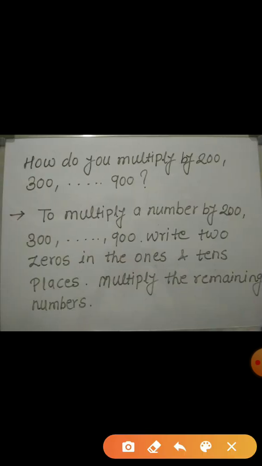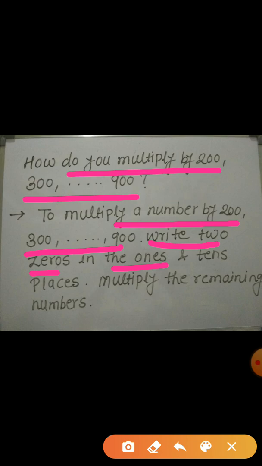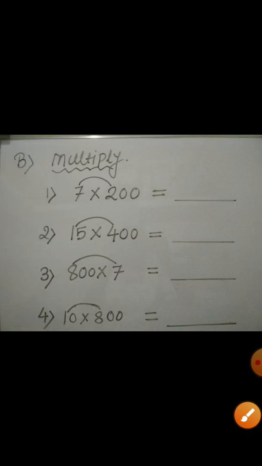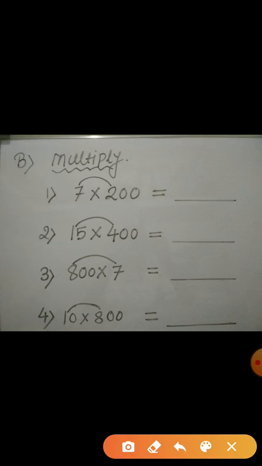Now let's see how do you multiply by the number 200, 300 and so on up to 900. To multiply a number by 200, 300 and so on, we write two zeros in the ones and tens places and then we multiply the remaining numbers. See the example given in the question number B.